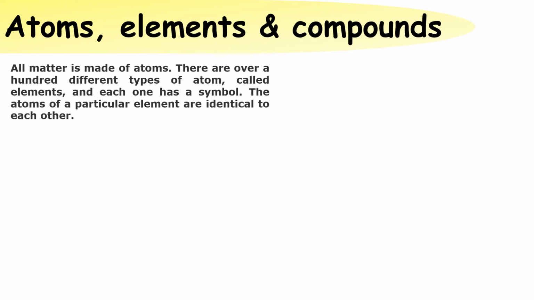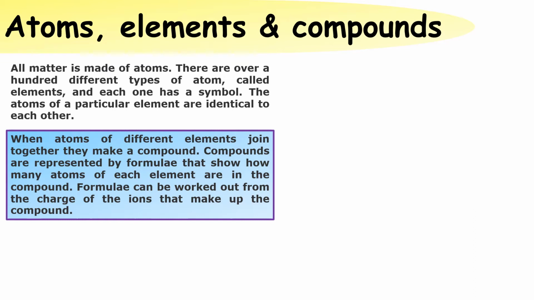All matter is made of atoms. There are over 100 different types of atoms called elements. Each one has a specific symbol in the periodic table. The atoms of a particular element are identical to each other.